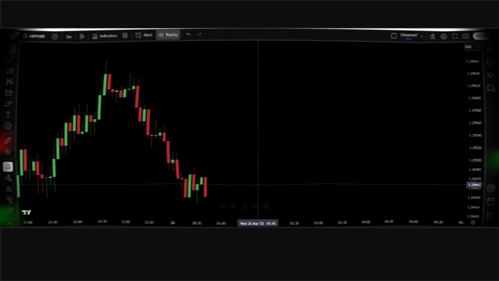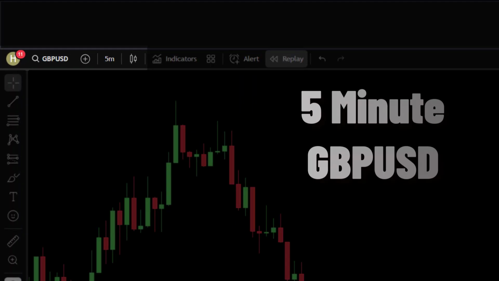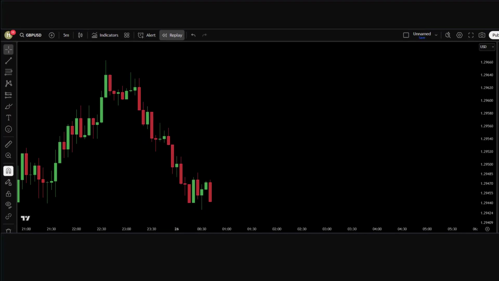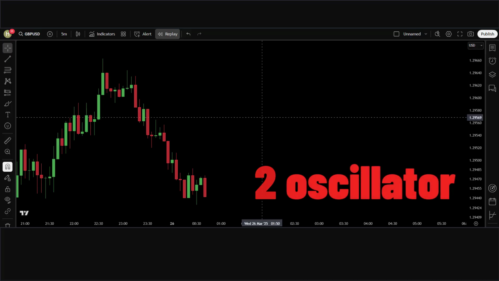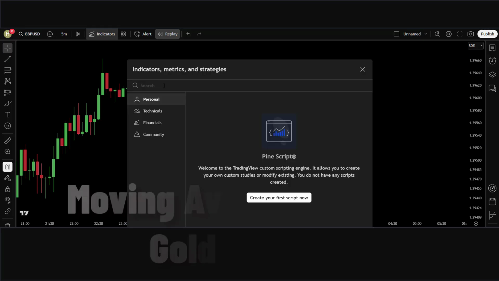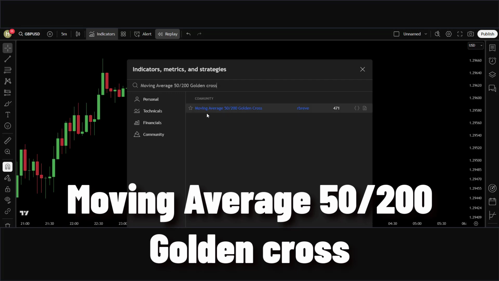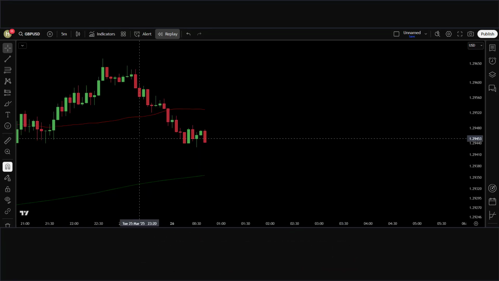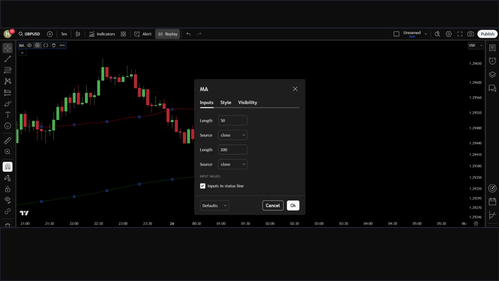Now let's create a trading setup. We are going to test this strategy on the 5-minute timeframe in the GBP/USD chart. In this setup we would require two indicators. The first indicator is the moving average 50/200 Golden Cross. Keep the indicator settings as I have shown here.